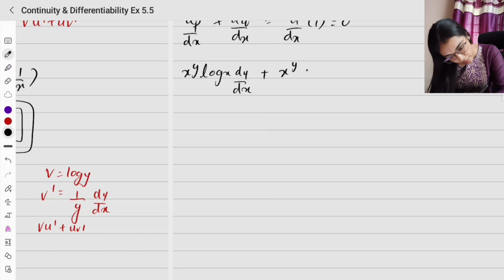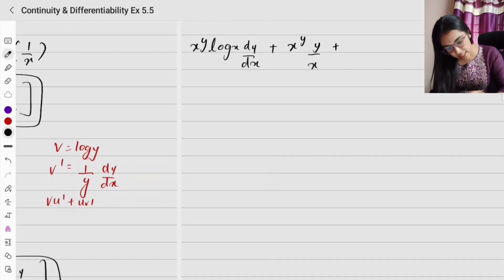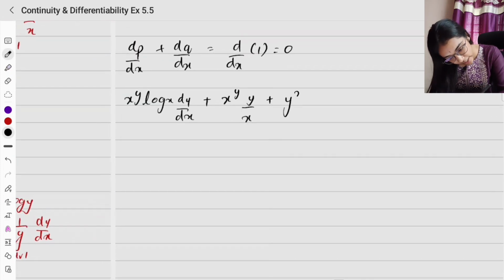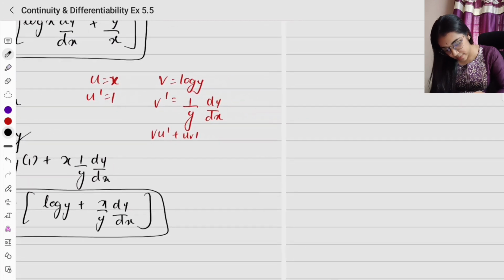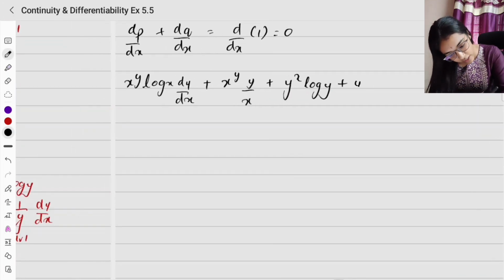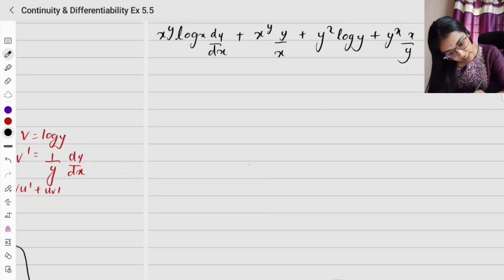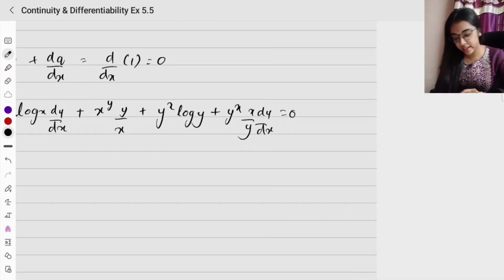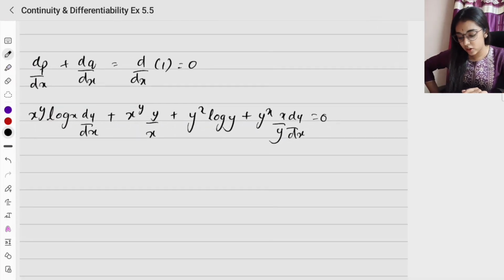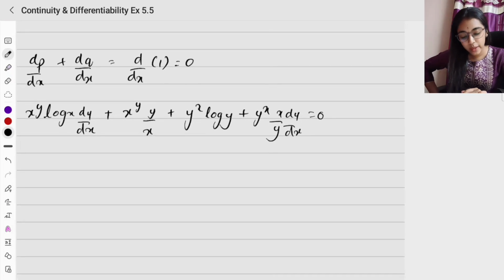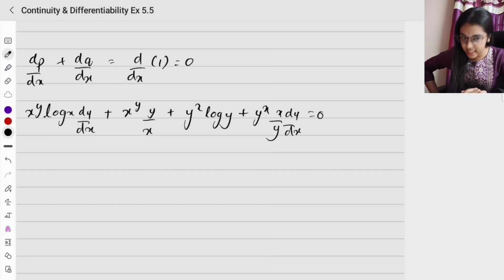So I have x power y times y divided by x plus dq by dx, and it is going to be y to the x log y plus y to the x, x by y dy by dx, equals 0. You see what I get here? I have x power y log x dy by dx, x power y y by x, y power x log y plus y power x, x by y dy by dx equals 0. Now what am I going to do?